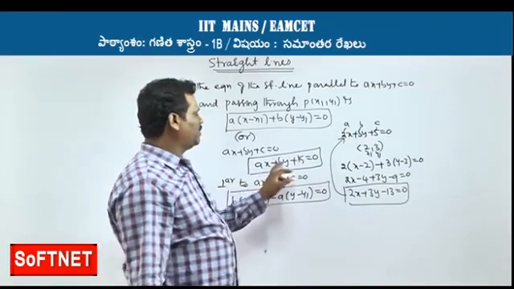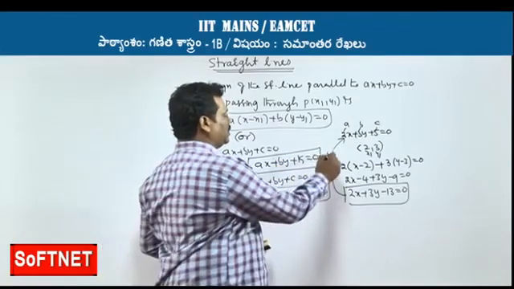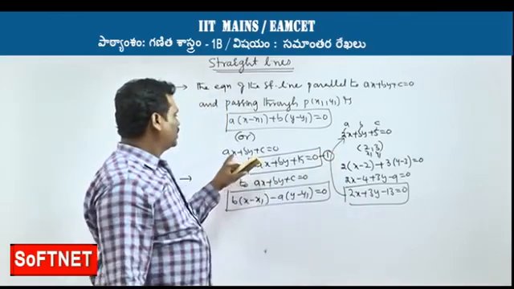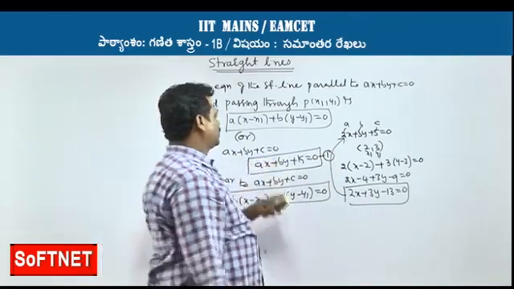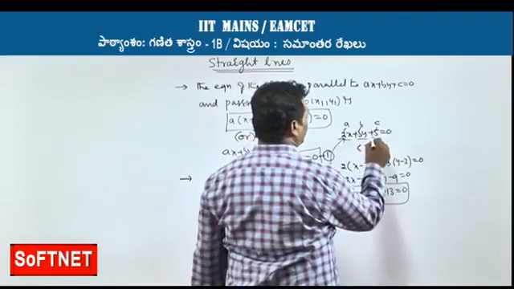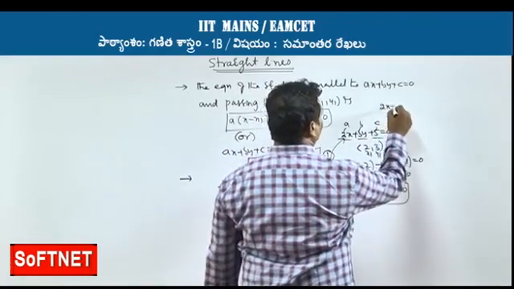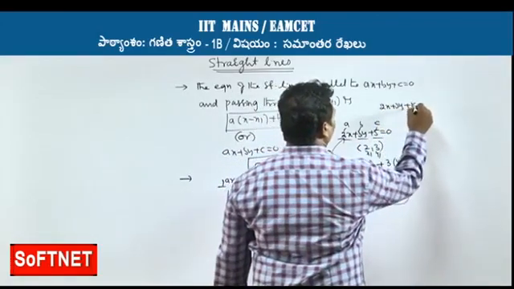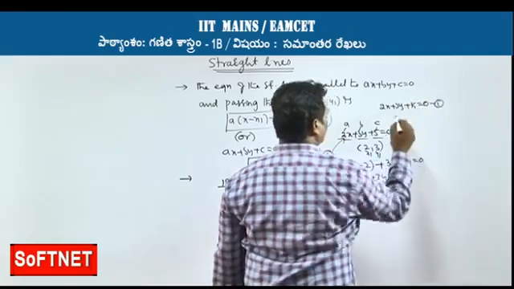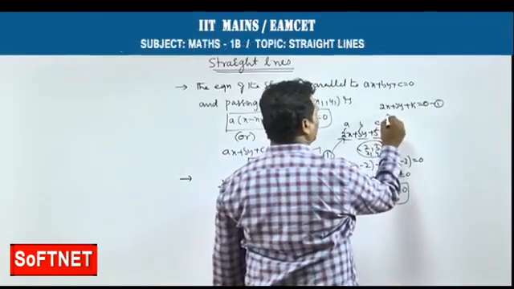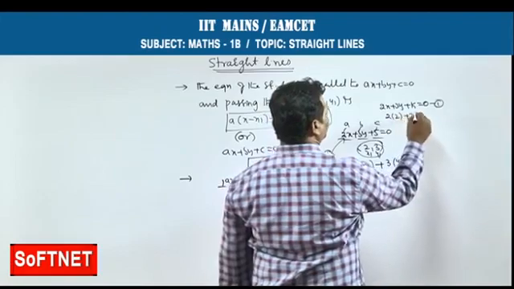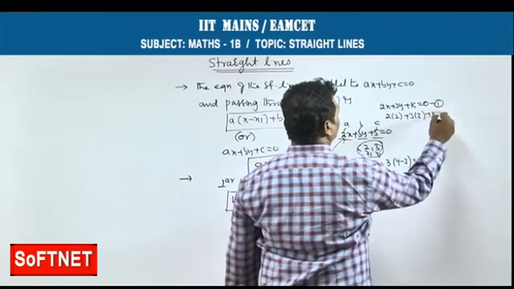It passes through what? Taking this example, this is equation number 1, ax plus by plus c equal to 0, so here 2x plus 3y plus 5 equal to 0. It is in the form of 2x plus 3y plus k equal to 0. This is equation number 1. It passes through 2 comma 3. So 2 into 2 plus 3 into 3 plus k equal to 0.